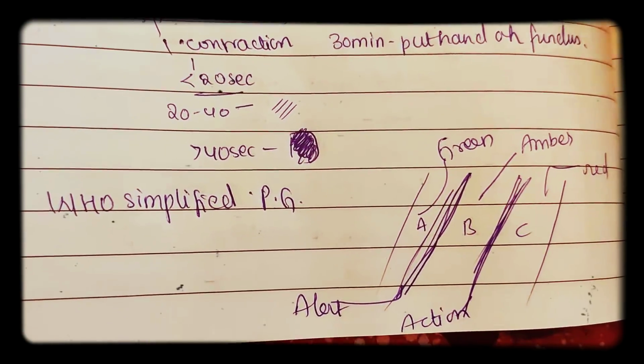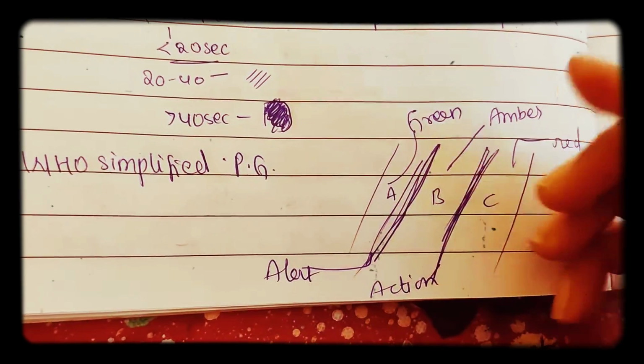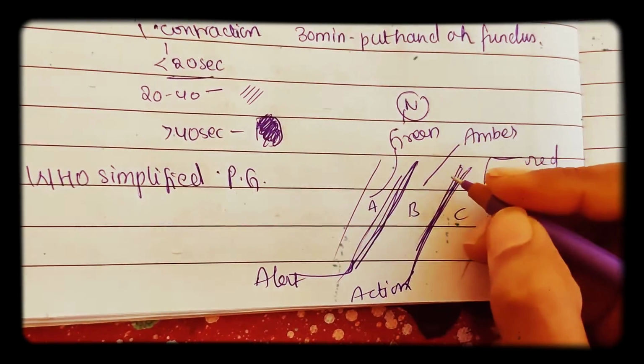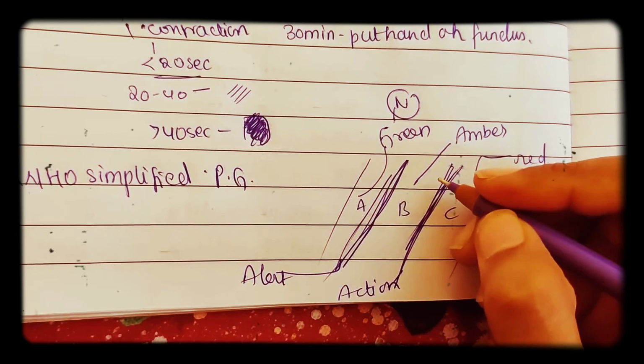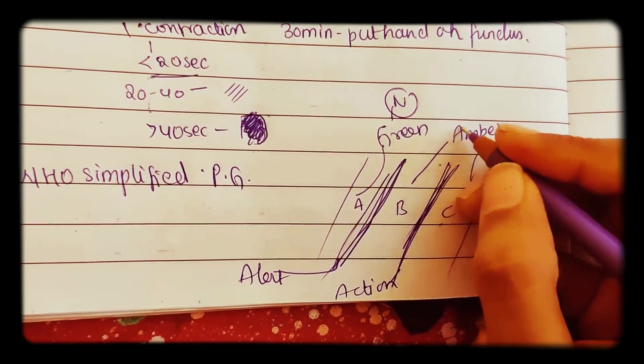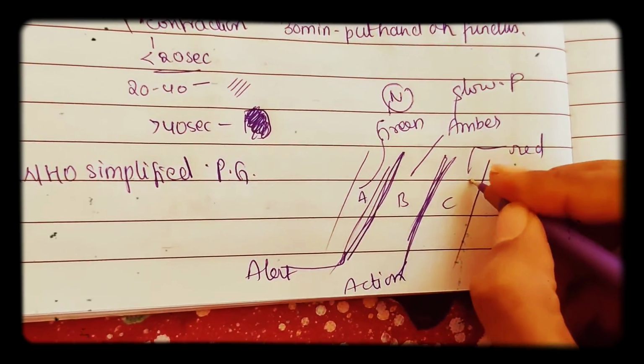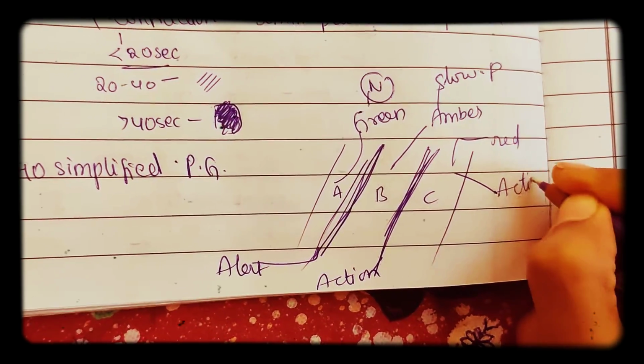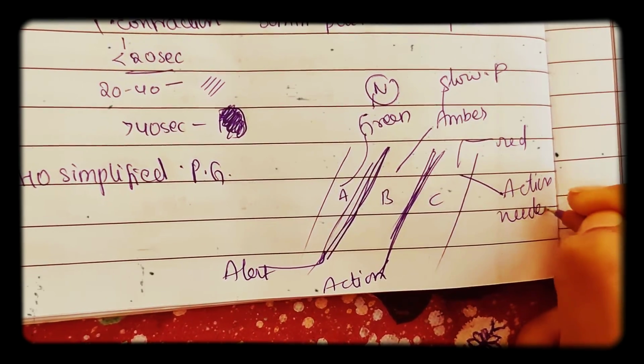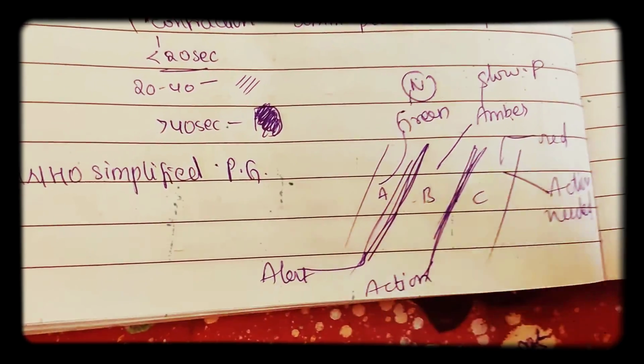If the progress is in the green zone, then it is normal, of course, we know. If the progress is in the amber zone, then it is slow progress. If it is in the red zone, then action is needed. Red is somewhat like danger, so action is needed. Amber means slow progress. Green means it's normal.